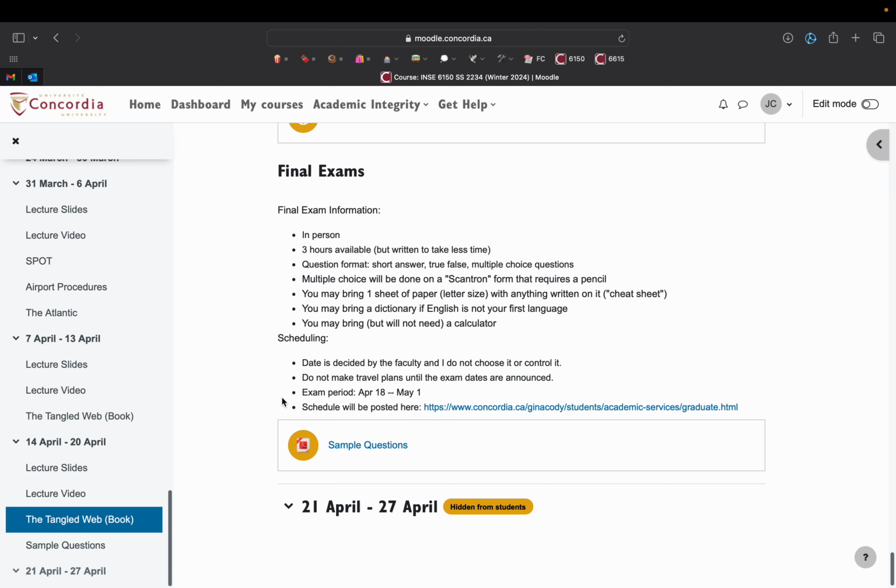You can't move your exam or defer it, or ask for an earlier or a later exam because someone has travel plans. It's not a legitimate excuse. So just keep those dates open. It could be any time in that date range.